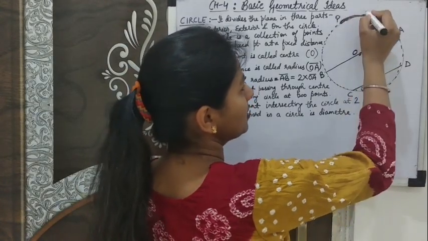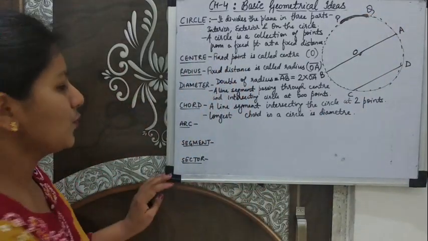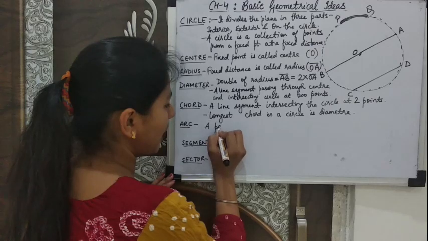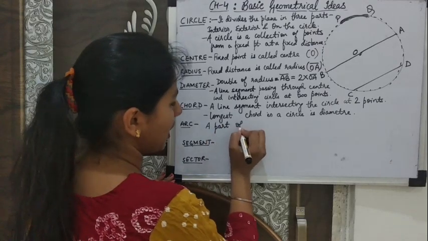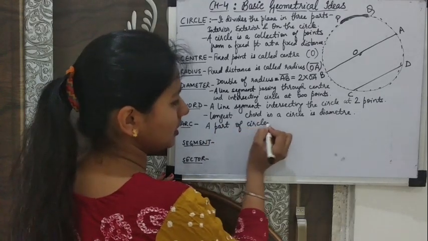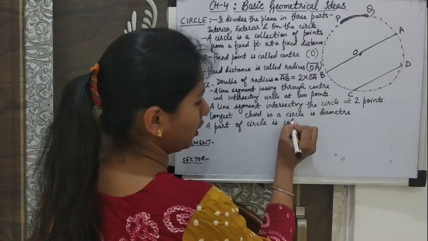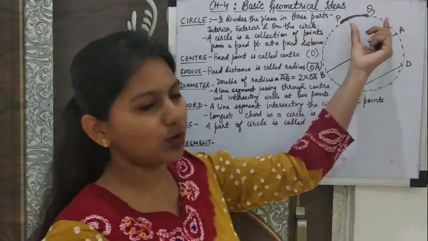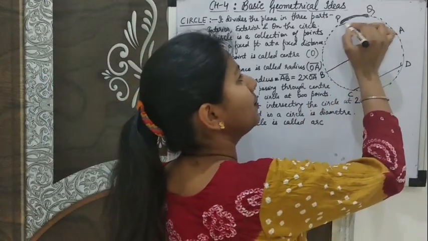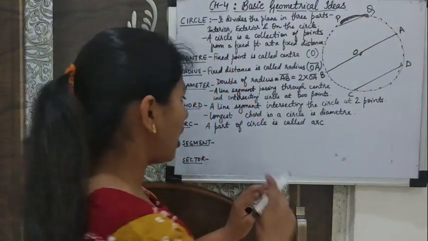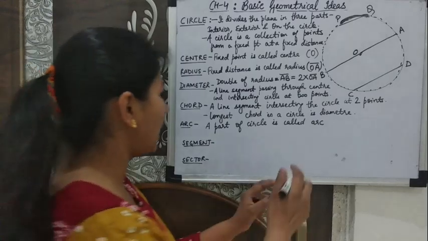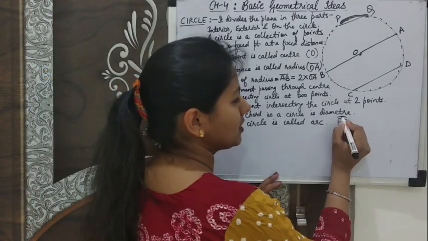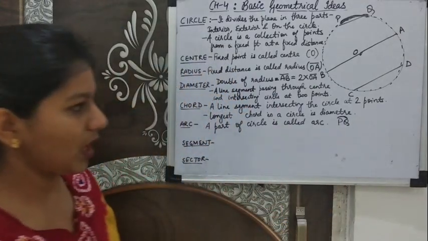let me name it as PQ. So what is arc? A part of circle is called arc. And supposing this PQ is arc, this PQ can be a chord also. So how will I differentiate between chord and arc? I will represent arc PQ like this. This is the symbol for arc.